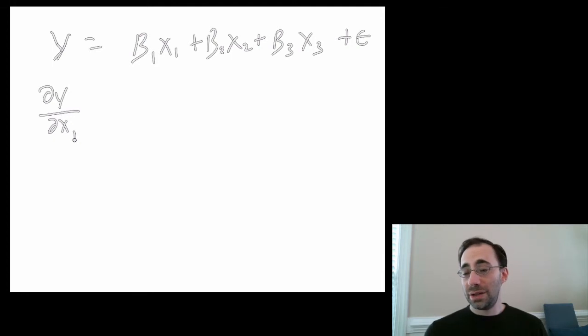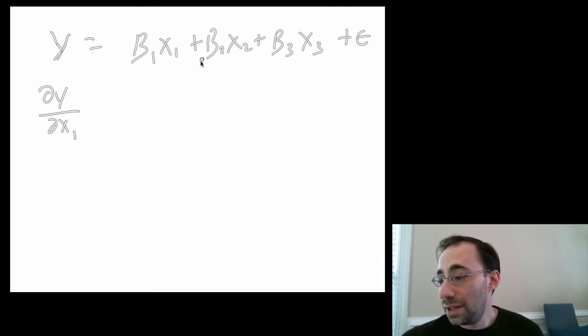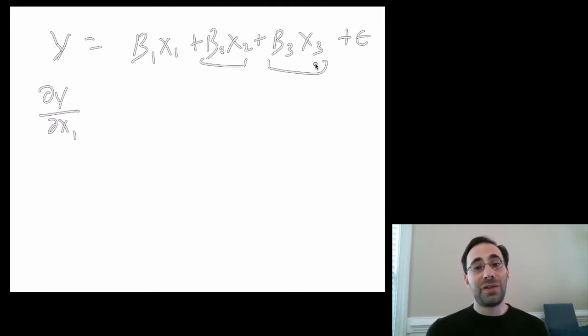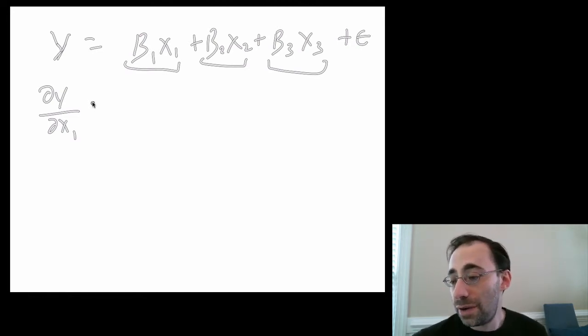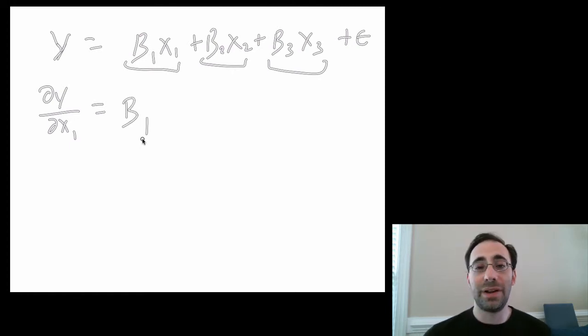What is it in this case? Well, if you hold them constant, this is a constant and this is a constant, so those derivatives are 0. The only derivative here is this one. x1 is linear. Its derivative is 1. So therefore, partial y partial x1 is just beta 1.